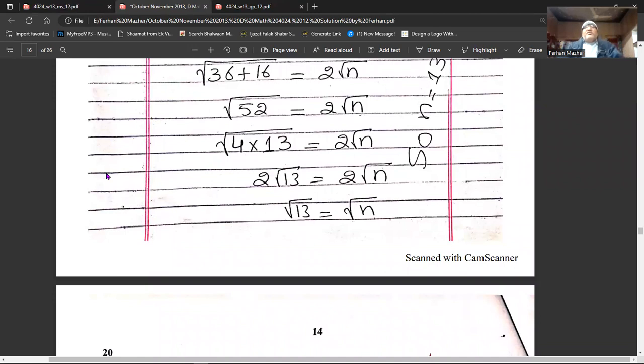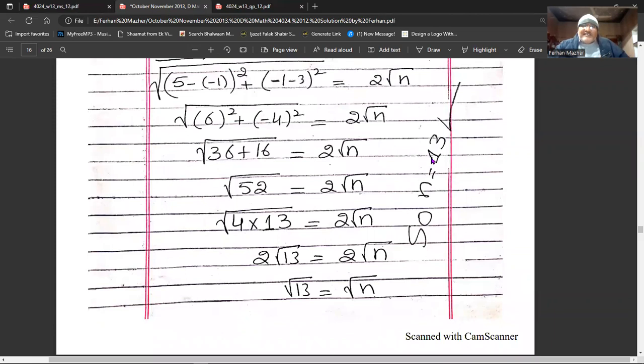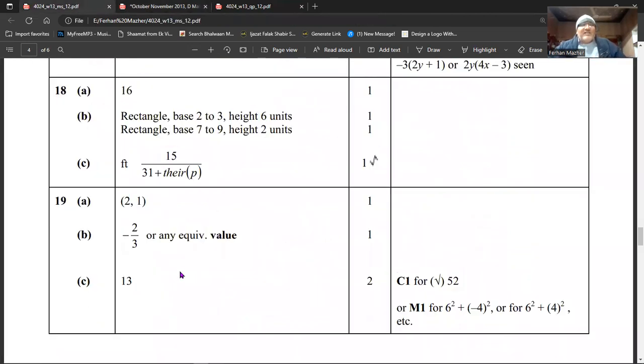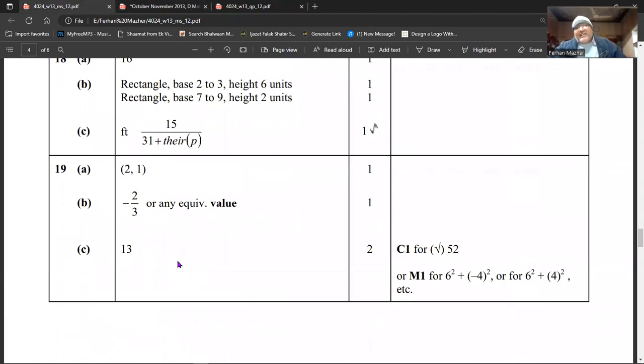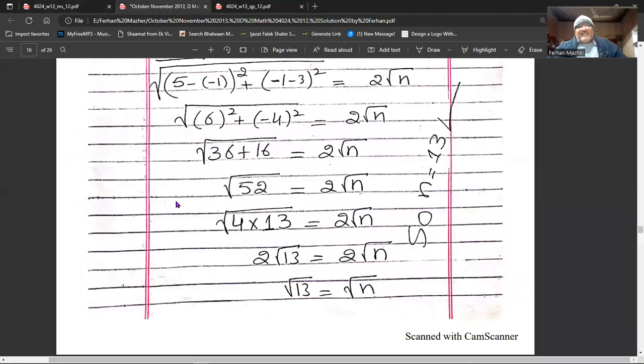You know the 52 is 4 into 13. So the square root of the 4 is 2. So the 2 will come outside, and under root 13 will remain as under root 13. 2 and 2 both sides will be cancelled. So the under root n will be equal to the under root 13. And the n means 13. Our answer, question number 19, C part, 13 is the right answer, sir.